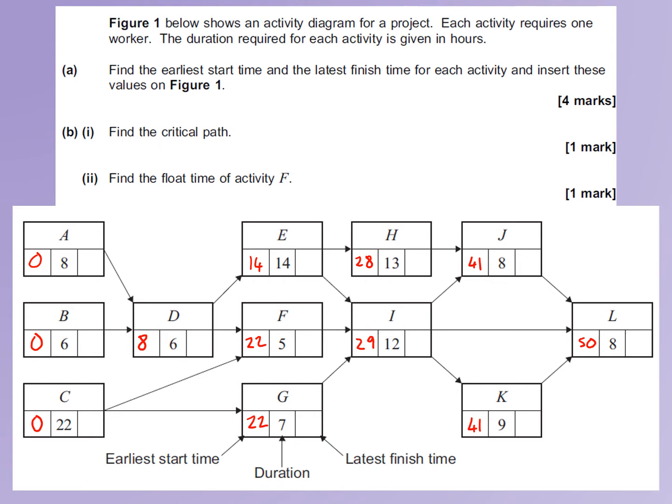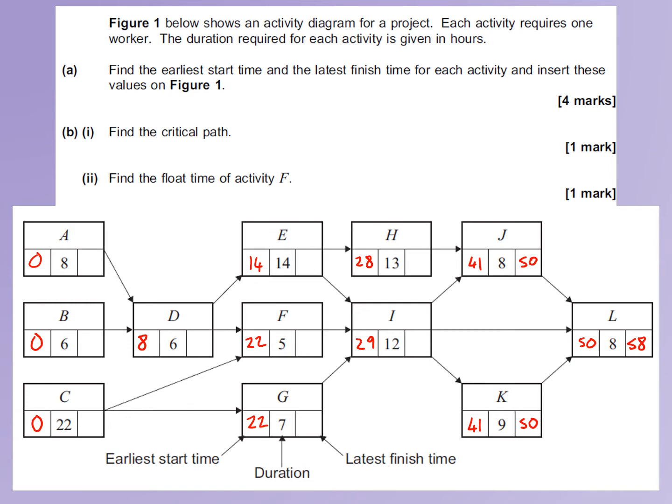We can now start with the latest finishing times. So L has got a latest finishing time of 50 plus 8, which is 58. Let's work backwards now and fill in the rest of these. So if we look at J, J only has one direct successor, which is L. So if we do 58 take away 8, we get 50 for J. And if we look at K now, K again has one direct successor, so 58 take away 8 is 50.